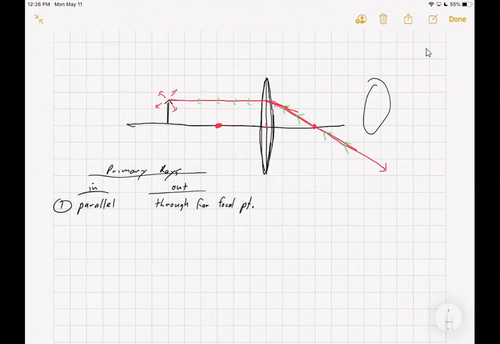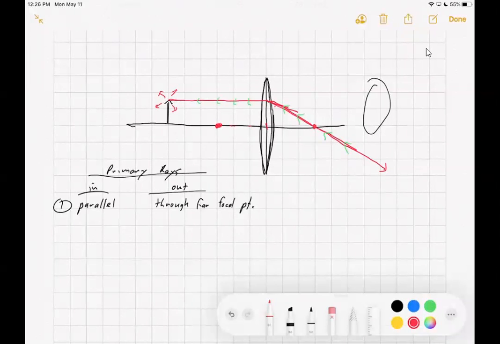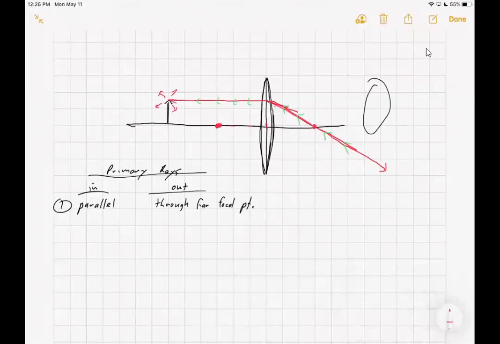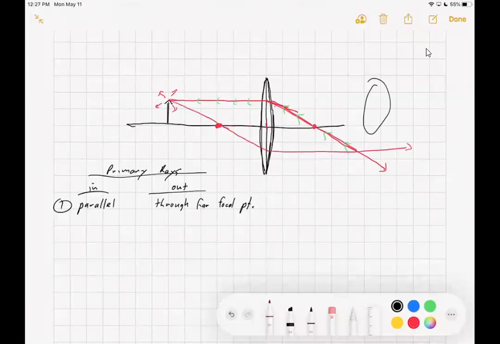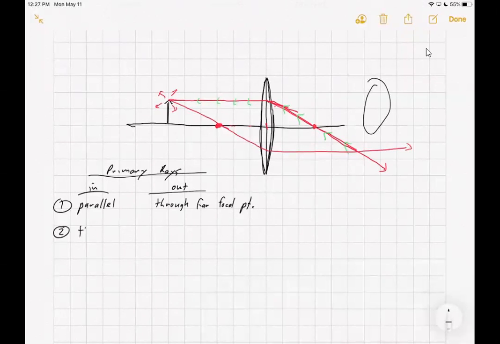Okay, so what we're going to do for primary ray 2 is this is the ray that goes through the focal point on the way in, but it's going through the focal point that would be on the near side. So I'll call that the near focal point. Light that passes through the focal point should come out parallel. Okay, so we can see how that would come out. So primary ray number 2 goes through, on the way in, it's through the near focal point. I'll just write FP to be shorthand, and it comes out parallel.